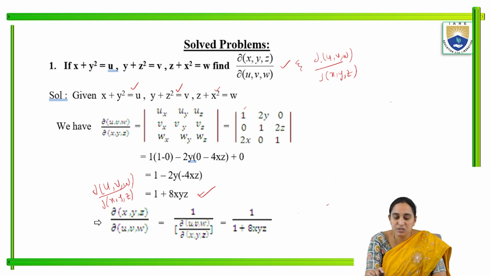Observe the functions here. Here the functions are u in terms of xyz. But in the given question, what they are asking is x in terms of uvw. It is a difficult procedure, so first I am solving uvw directly with respect to xyz. After that I am taking the reciprocal of that. Directly we get the answer for dou of xyz by dou of uvw. Therefore, dou of xyz by dou of uvw value is 1 by 1 plus 8xyz. This is the concept for the first question.